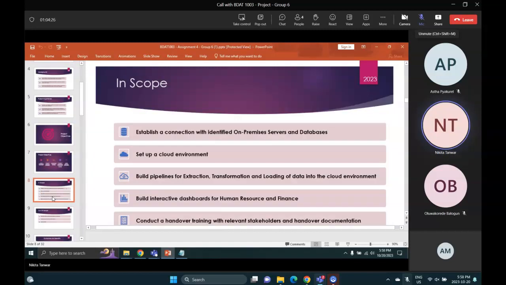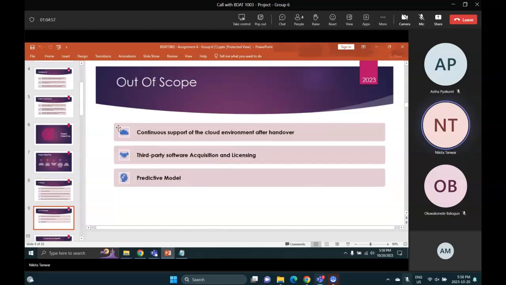So the items in scope for this project are: establish our connection with identified on-premises servers and databases, set up a cloud environment, build pipelines for extraction, transformation, and loading of data into the cloud environment, build interactive dashboards for human resource and finance, conduct a handover training for relevant stakeholders, and handover documentation.